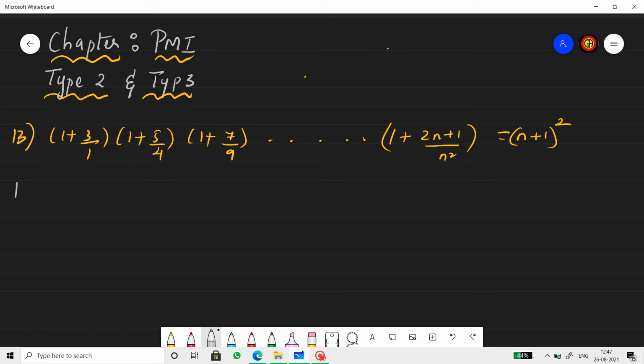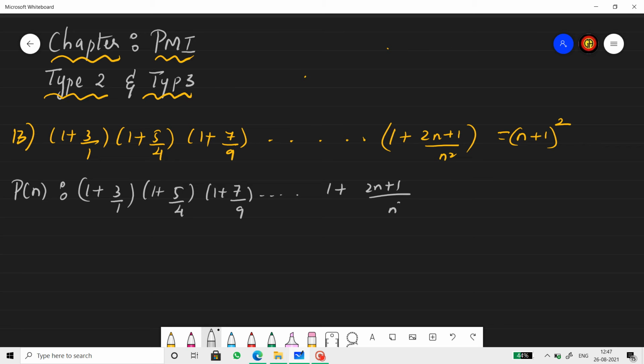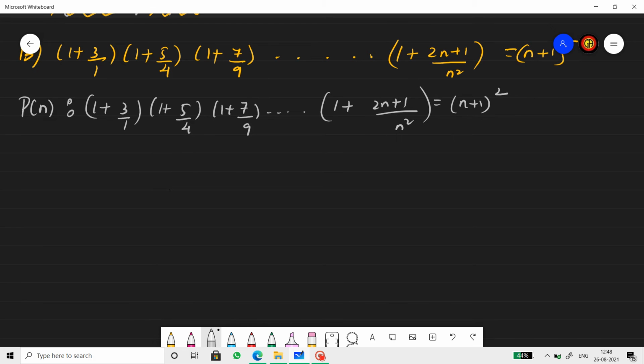Every time we consider the given equation as P(n). So (1 + 3/1) × (1 + 5/4) × (1 + 7/9), and so on, up to (1 + (2n+1)/n²) equals (n+1)². Now let us take n as 1. That is the general rule, isn't it? Unless otherwise stated in the question. So n equal to 1.